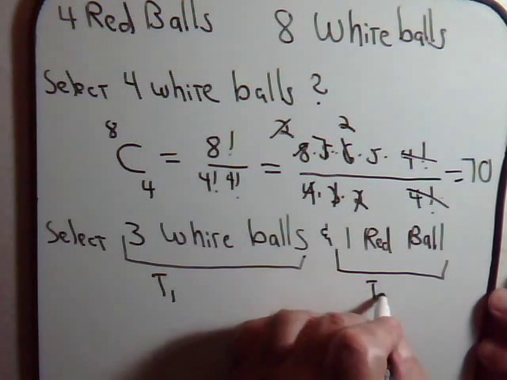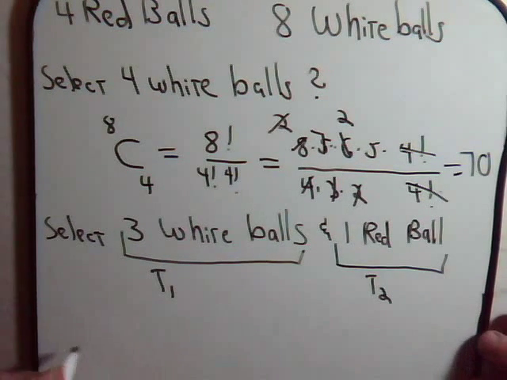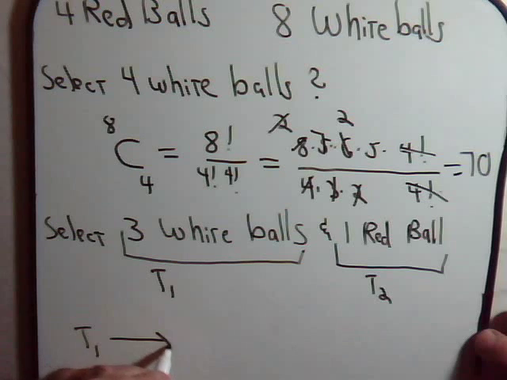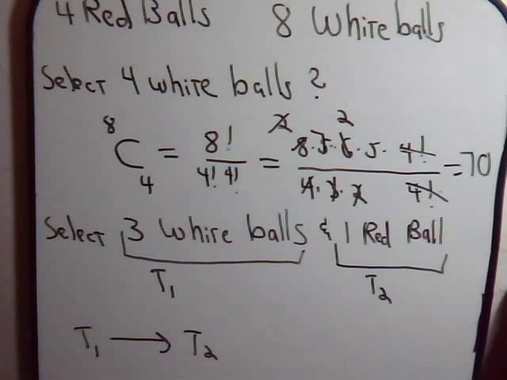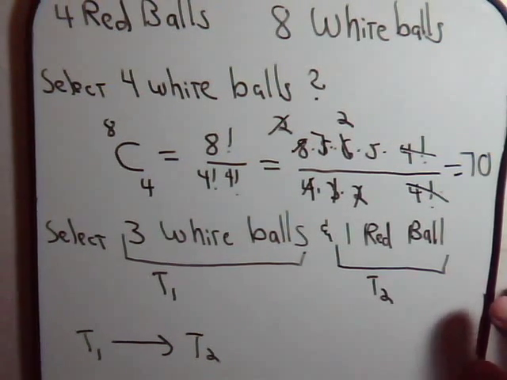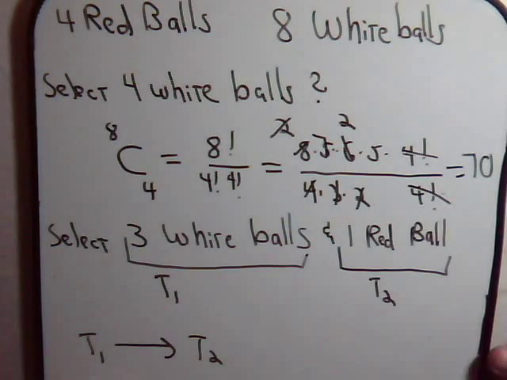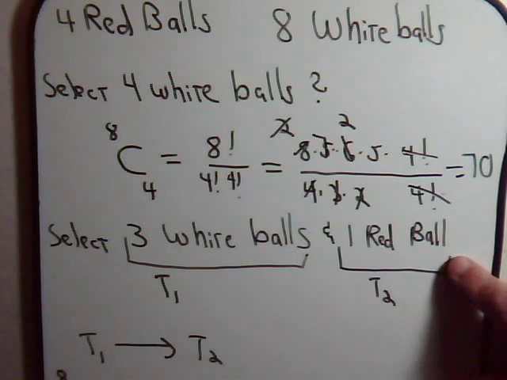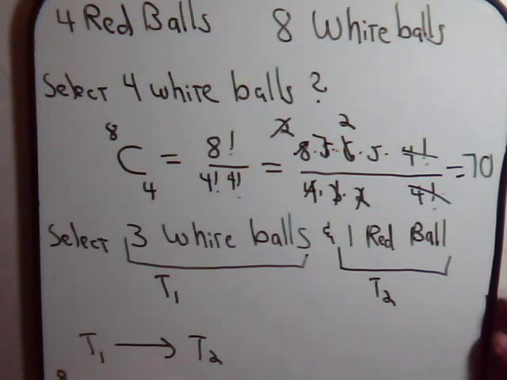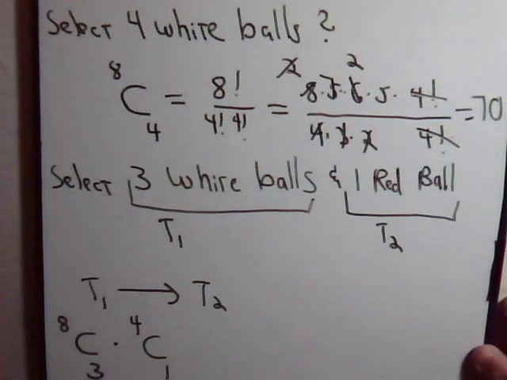That's task T2. Now to perform task T1 and then do task T2, the total number of ways that we can do that is equal to the total number of ways that we can perform task T1 times the total number of ways that we can perform task T2. So let's see. We're going to select 3 white balls from 8 of them. The total number of ways we can do that is this. And here we're going to select 1 red ball from 4 of them. The total number of ways of performing that is this.